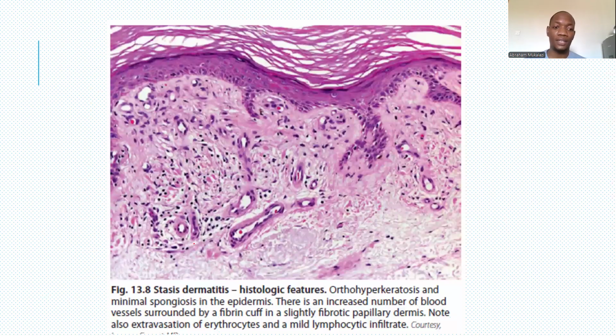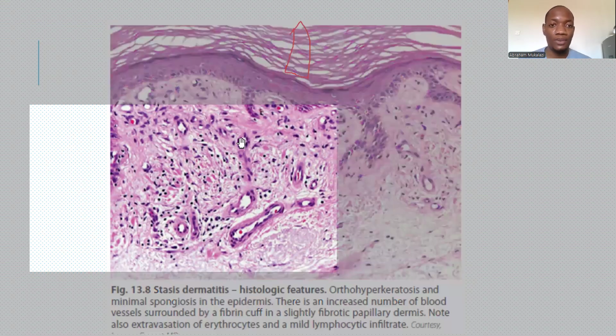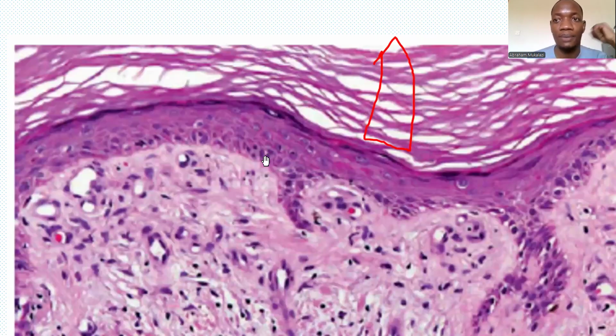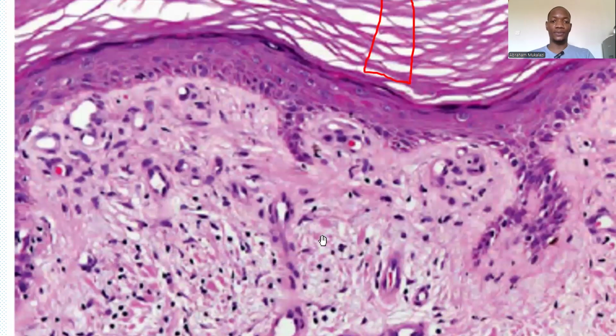So when you take a biopsy, you will see that in stasis dermatitis, you see orthokeratosis. Now this is because of the lichenification, and then you see some minimal spongiosis as well. I told you spongiosis is this whitish area that you see in between the cells. That is usually an intercellular edema. If you magnify more, you'll find that you can even see the bridges in between the cells. So this is what we are talking about here. So that is the intercellular edema, that's the spongiosis, as well as this lymphocytic infiltrate.